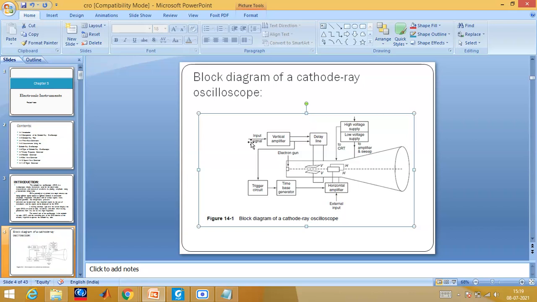As I told you, the cathode ray oscilloscope is a two-dimensional monitoring screen where you will have the horizontal plane as well as the vertical plane. The horizontal plane will be connected to your horizontal amplifier and the vertical plane will be connected to your vertical amplifier. So you can see we are giving the input signal to the vertical amplifier, and the horizontal amplifier is connected with the external input. Two plates are placed horizontally and two plates are placed vertically, and these plates are connected to the respective amplifiers with the help of the delay line or the time base generator circuit.